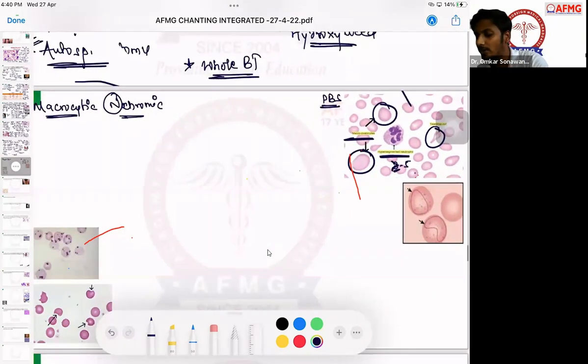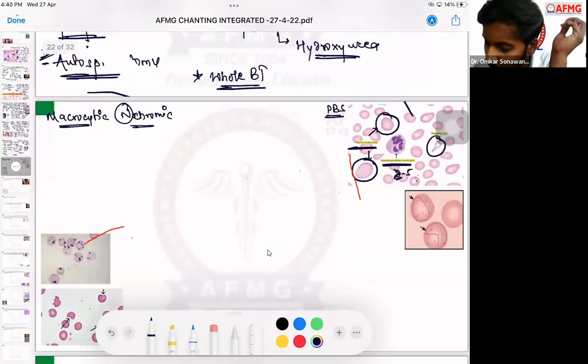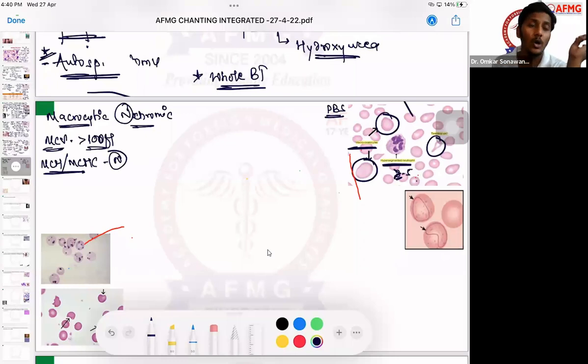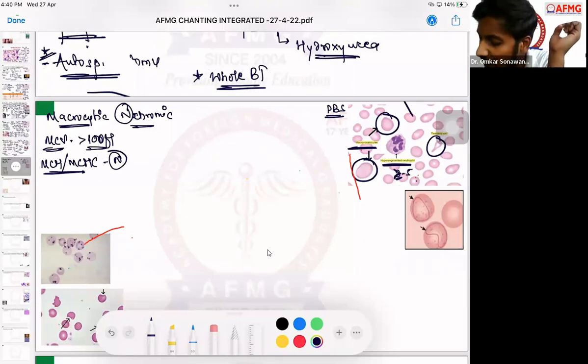And there would be a macrocytic normochromic anemia. That means here the MCV of the patient, mean cell volume, would be more than 100 femtoliter, whereas the MCH or MCHC of this patient would be absolutely normal. So macrocytic normochromic anemia over here, which we will see, is a megaloblastic anemia.